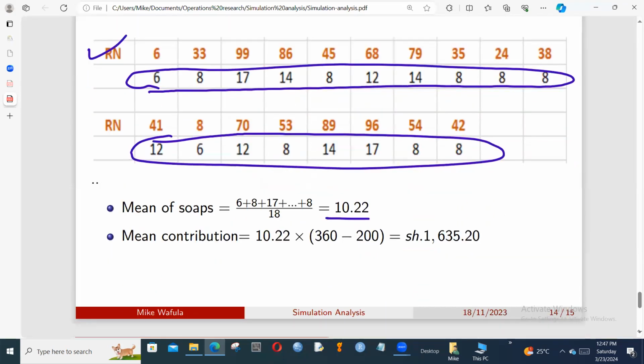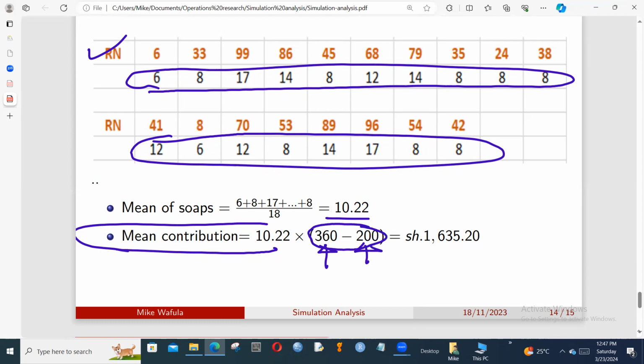So if we want to get the mean contribution, it's like just getting the average profit, because each SOP is being sold at this price, and the cost of production of each SOP is this. So this difference gives us a profit per piece. And so if this is the average number of SOPs, then the total profit will just be the profit per piece times the average number, and that gives us that.